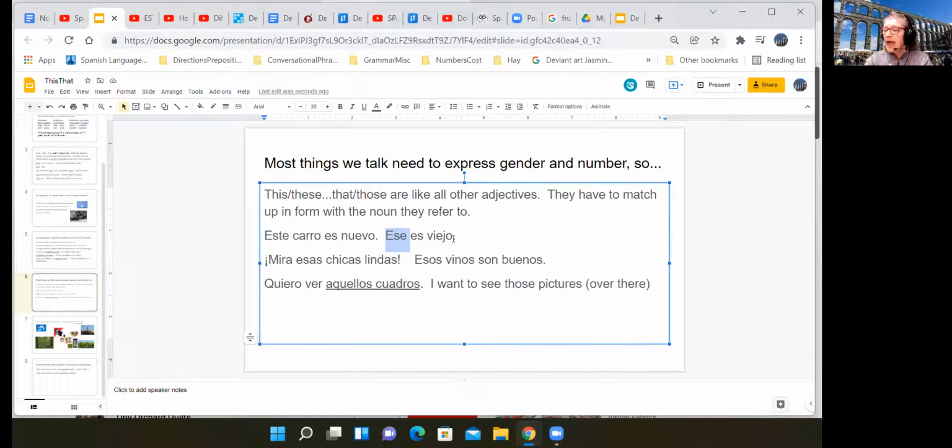Este carro, I've got the noun paired up with the this word. Este carro es nuevo. This car is new. But I can also take this, that, these, those, and just let them stand in for the whole noun. Ese es viejo. That one is old. We put in the word one, that one. Well, we might say that is old. We might. But that one is old.